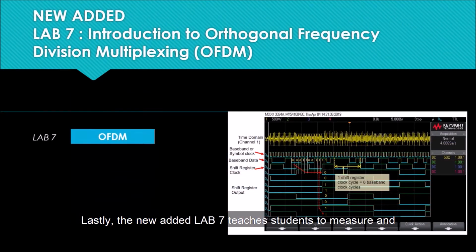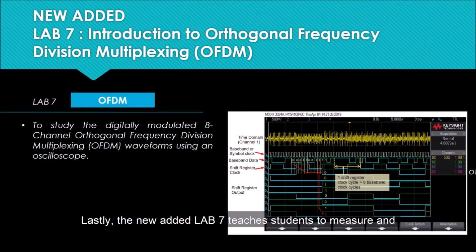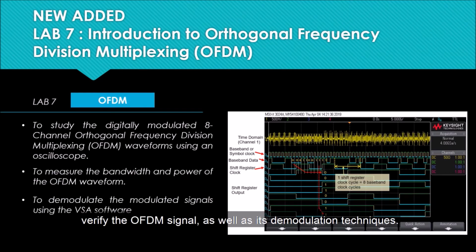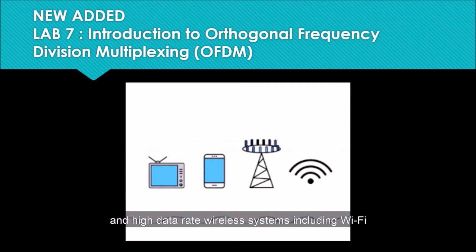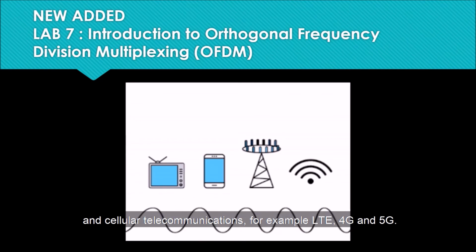Lastly, the newly added Lab 7 teaches students to measure and verify the OFDM signal, as well as its demodulation techniques. OFDM is commonly used for many of the latest wide bandwidth and high data rate wireless systems, including Wi-Fi and cellular telecommunications, for example, LTE, 4G and 5G.